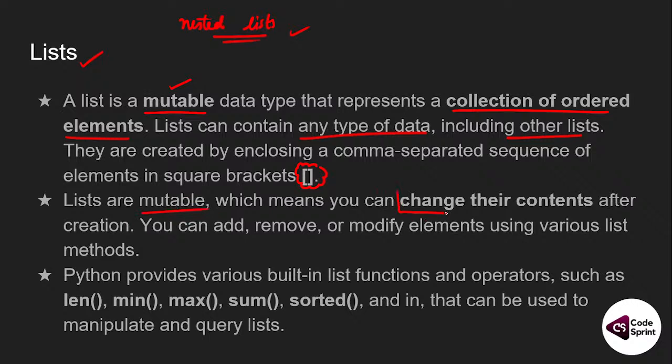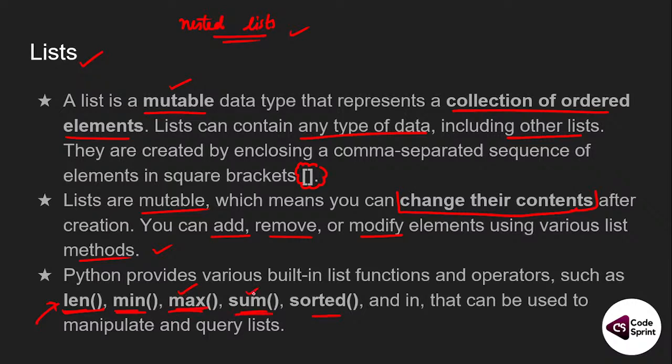That means they can be changed after creation, and we can add, remove, modify elements by different methods. There are some methods like len, min, max, sum, sorted. Length basically provides the number of elements present in the list. Min basically provides a minimum value, and it is used with integer, float, numeric data types, and max also. It provides a maximum value.